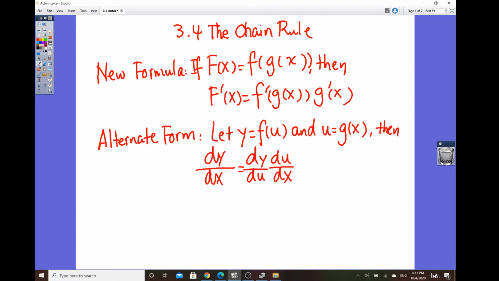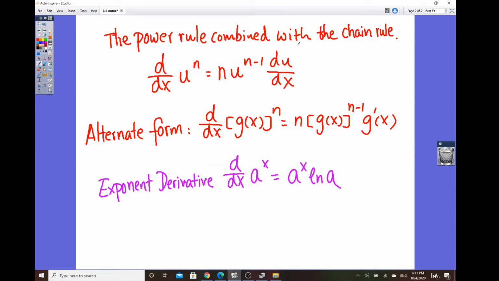And then the alternate form: let y equals f of u, and u is g of x. That means the derivative can be written as dy over du times du over dx. So that's the alternate form. Again, it's all about the derivative of the outer function first, and then times the derivative of the inner function. Okay, so we'll look at that in an example.